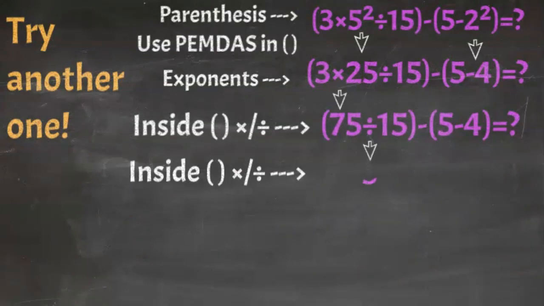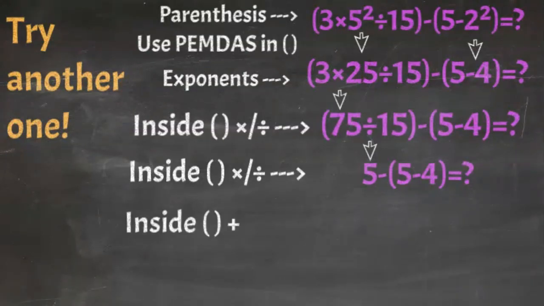So we write down 5 minus the quantity 5 minus 4. We look inside the parentheses now for adding or subtracting. We get 5 minus 5 minus 4, which is 1. So we get 5 minus 1. And then we just look for addition and subtraction again. And we get 4 as the answer.